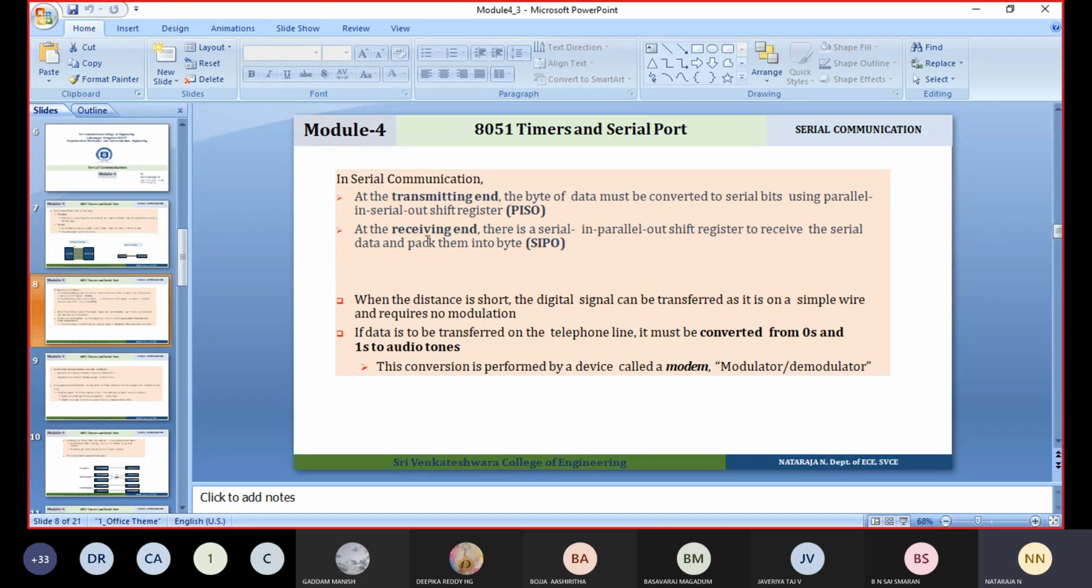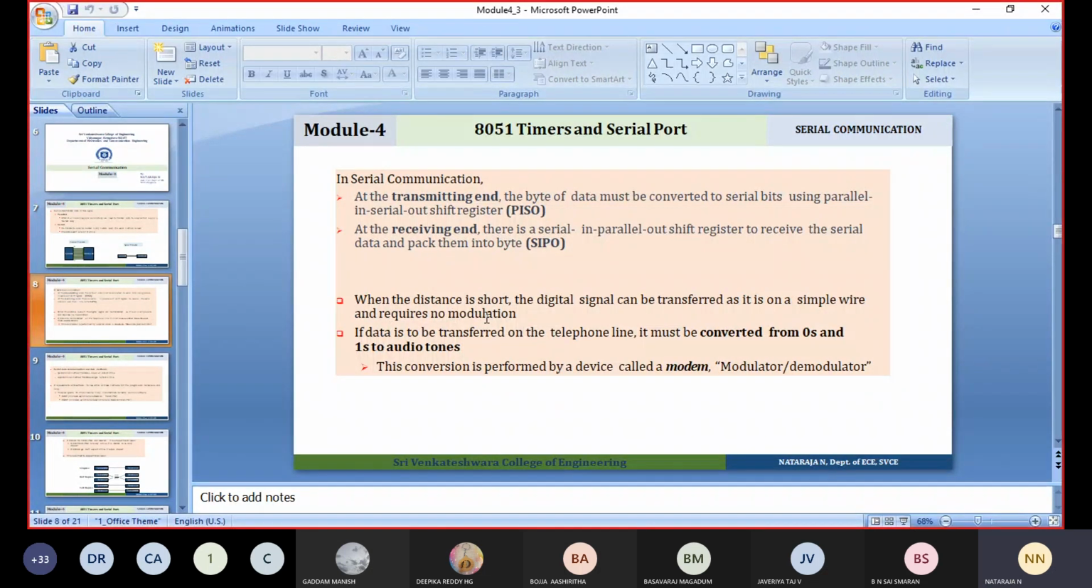Why do we need to convert parallel into serial? Because the name serial communication itself indicates that we need to transmit serial data. That is why we convert parallel data into serial data. Then again, at the receiving end, we get the serial data, and we convert it back into parallel data, so that we can use this parallel data further. When the distance is short, the digital signal can be transferred as it is on a simple wire and requires no modulation.